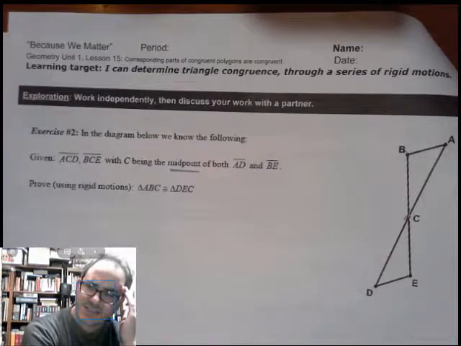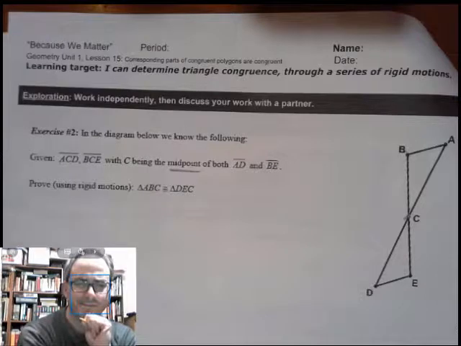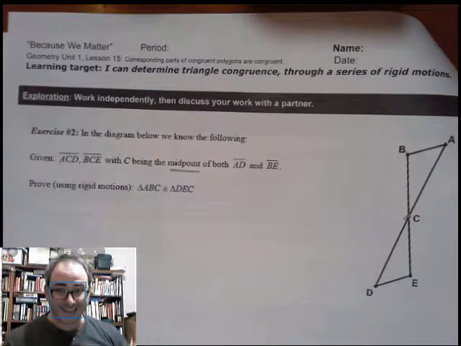Pause the video, let's get some ideas. Midpoint, what is it? I think we talked about this at least once. All right, unpausing the video. Midpoint means the point in the middle. It cuts it in half.